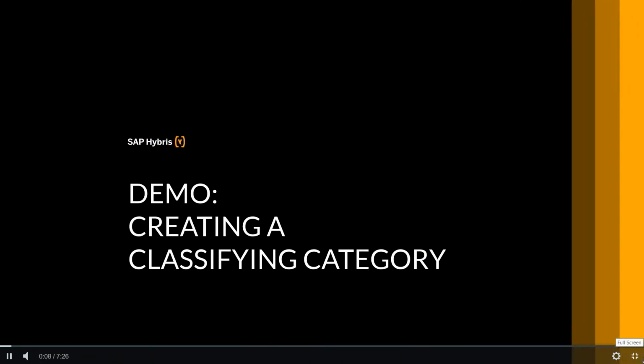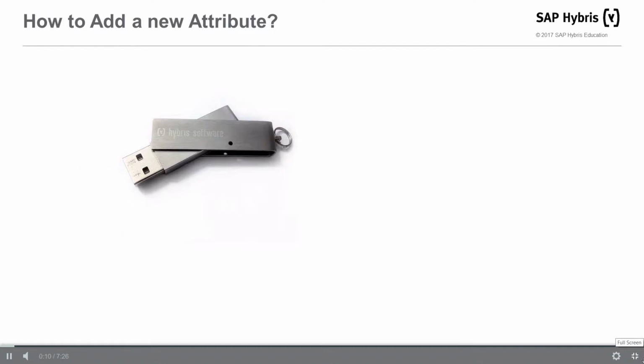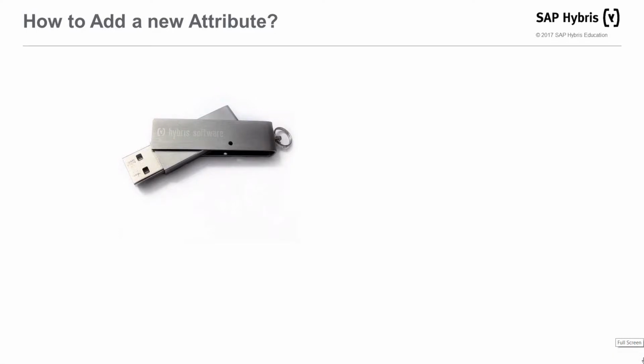As a product manager, I have just created a new product, the SAP Hybris USB stick. Now this product requires an attribute, memory size. But the memory size attribute does not exist, either in the SAP Hybris Commerce Type system or within the currently available classification system. So, what is the best way to add a new attribute for a product?